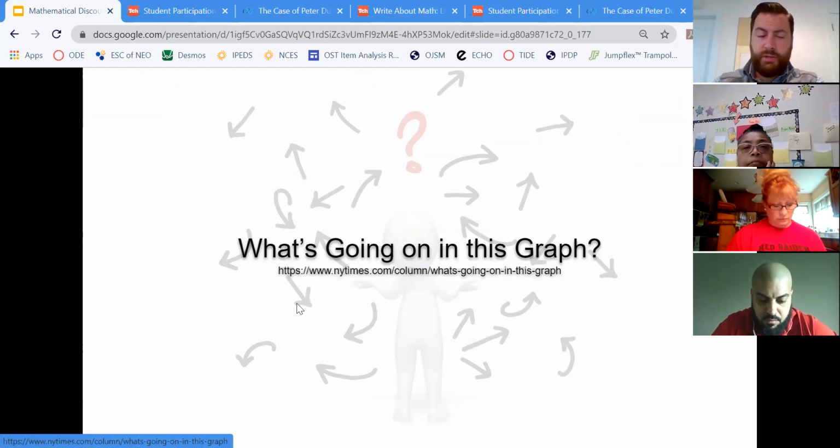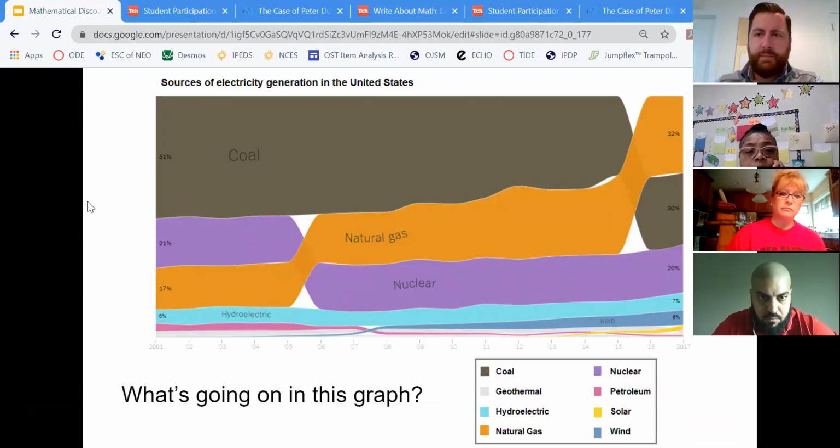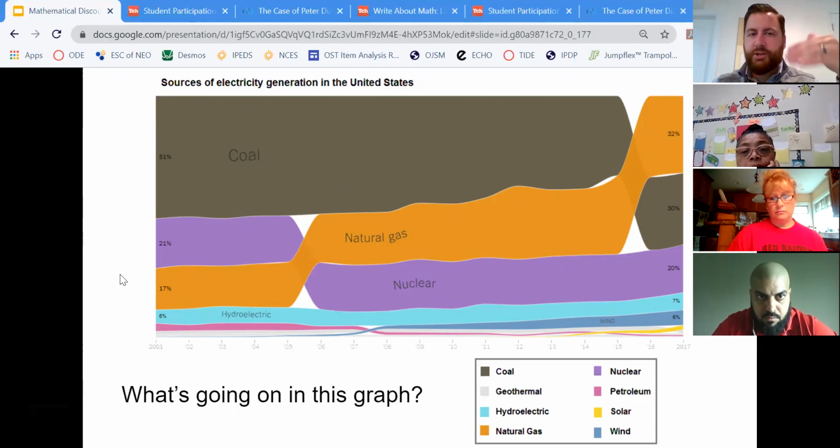This is a free resource the New York Times produces, and it's done like every week, I think, or maybe a couple times a week, where they provide graphs like these with very little information. And this is designed to elicit that conversation. What's going on in this graph? What is this graph showing you? What is this graph labeling? What conclusions can you come to? What more information would you like? So those sorts of ideas.